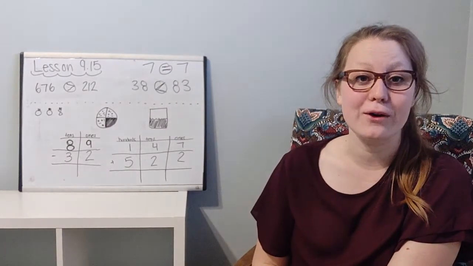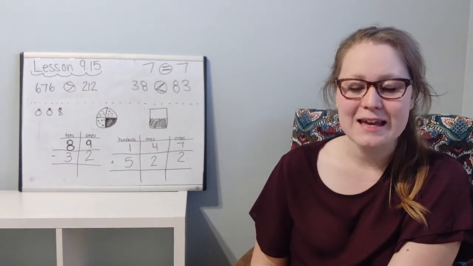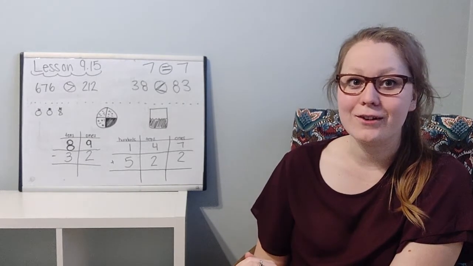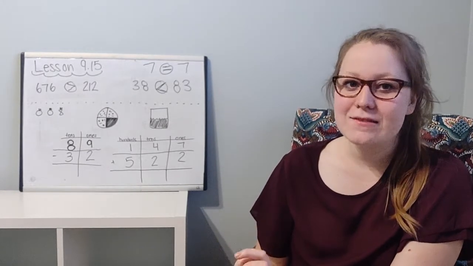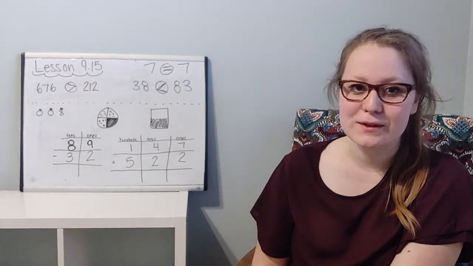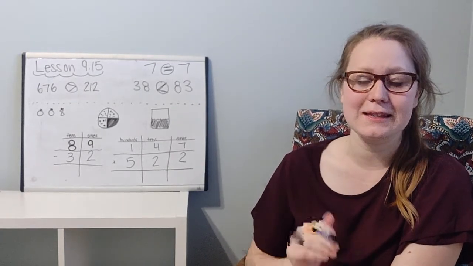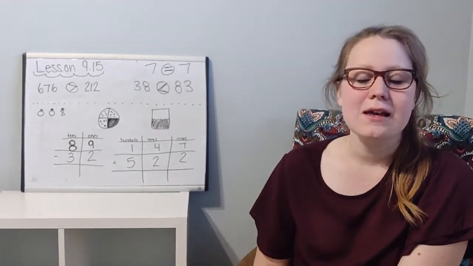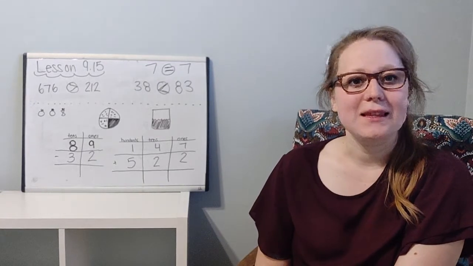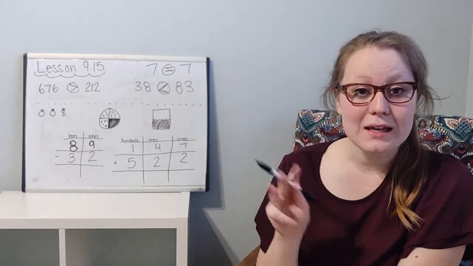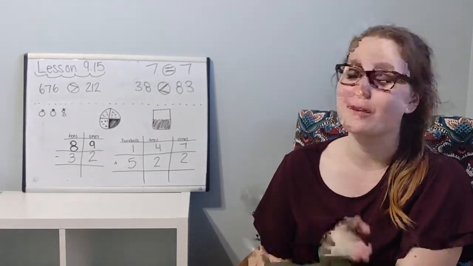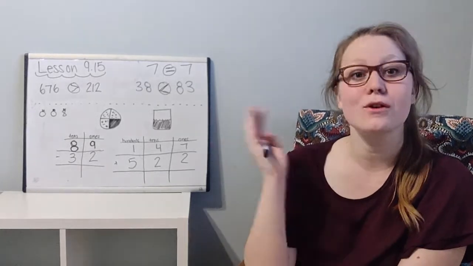Next, we talked about fractions. So let's see if we can remember what they are. First, we talked about halves, thirds, and fourths. So halves are when something is divided into 2. Thirds are when something is divided into 3, and fourths are when something is divided into 4.